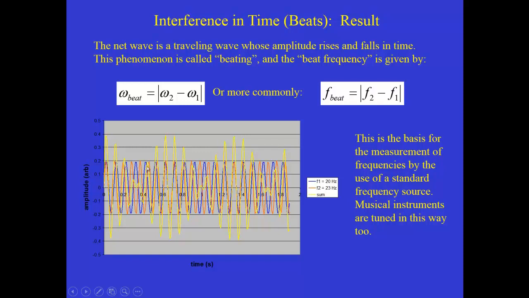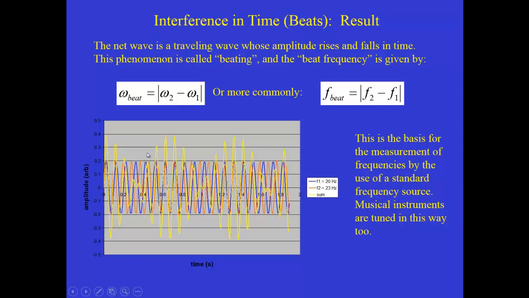This shows three waveforms. The red and the blue are the two waves being added together. You can see they have the same amplitude, but just slightly shifted frequencies. I made a plot here using frequencies of 20 Hertz and 23 Hertz for the blue and the red. When you add them together, you get this interesting pattern, shown in the yellow, where the amplitude reaches a maximum and then goes down to 0, and then reaches a minimum and then goes back to 0 and repeats itself.